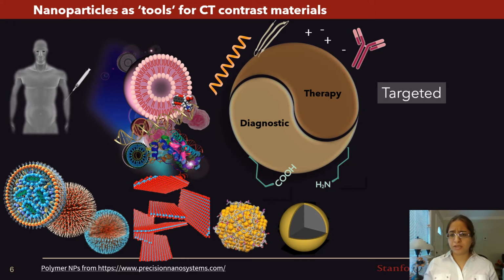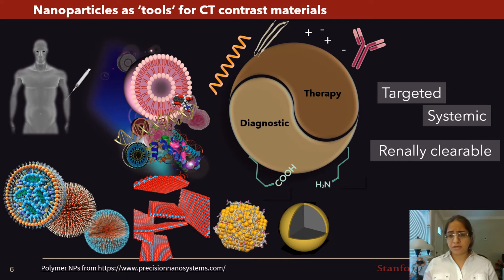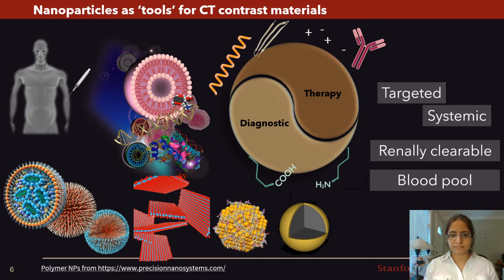Depending on the application, these particles can either be targeted or can be applied systemically. And depending on their sizes, they can just pass through the filters in the kidney, so they are renally clearable, or they can be bigger than 5 nanometers and then get circulated in the body and either be biodegraded or be taken up by the macrophages in the body. So the name: blood pool contrast agents.